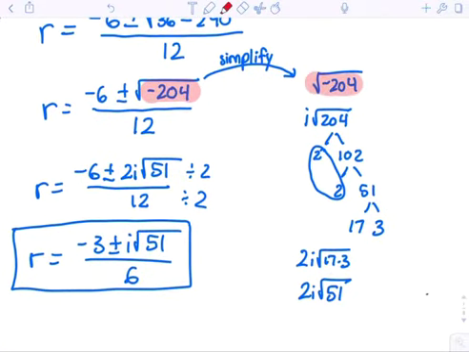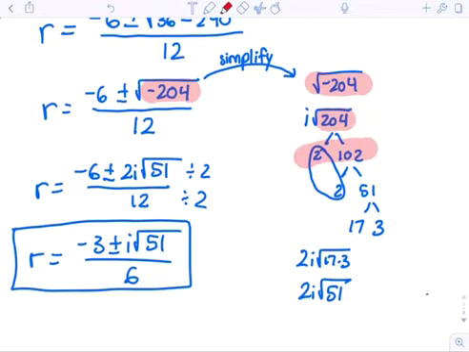Okay, so when I simplify that, first off, let me just get rid of the negative inside the radical, right? So the negative sign in the radical, that's really i, right? i is equal to radical negative 1. So we can pull that out and put the i on the outside, and then that gets rid of the negative on the inside of the radical. And then now we just simplify the radical 204. Well, I know 2 times 102 is 204, which is how I got there.